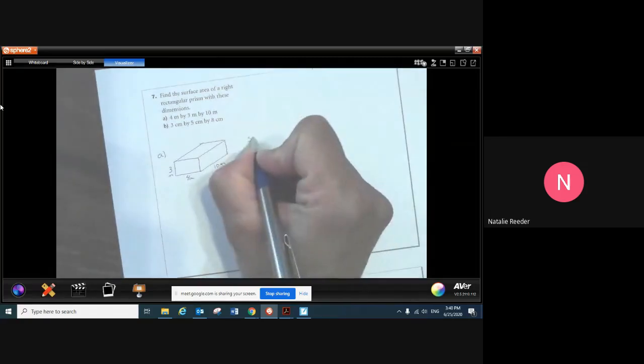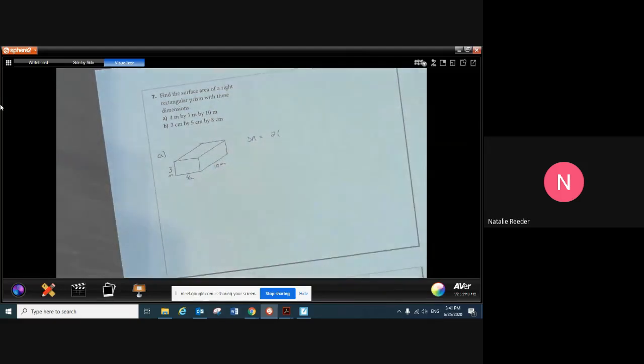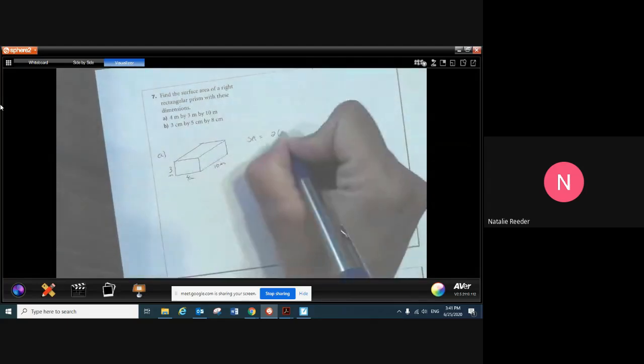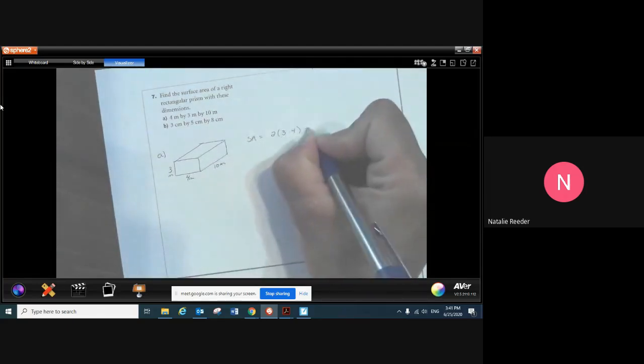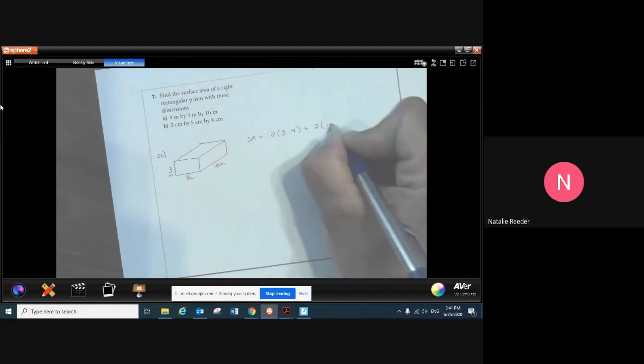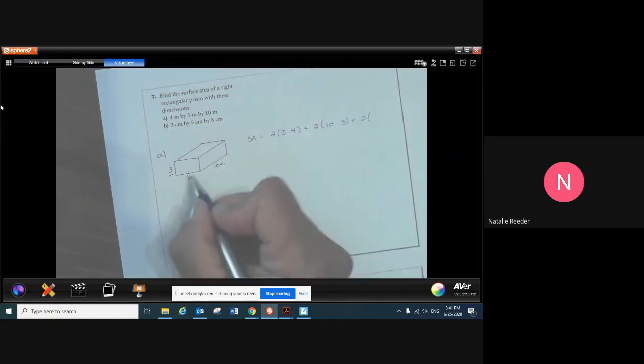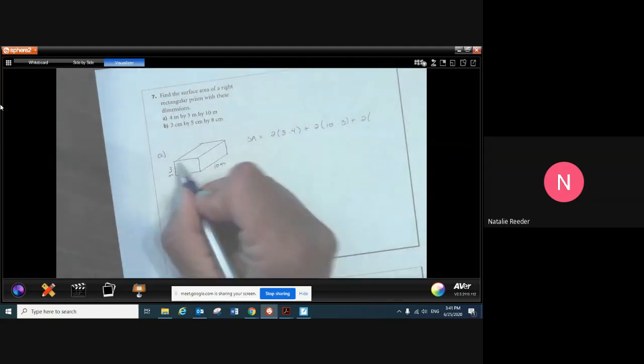Now, if we follow our formula, the surface area is 2 times the area of the front, which my front, as you can see, is 3 by 4, plus 2 times the area of the side. And the side here would be 10 times 3, plus 2 times the area of the top, which is 10 times 4.